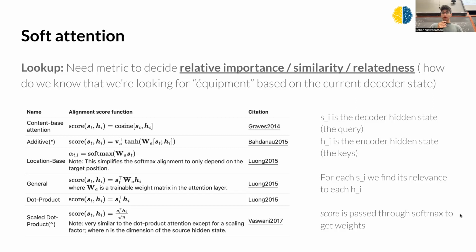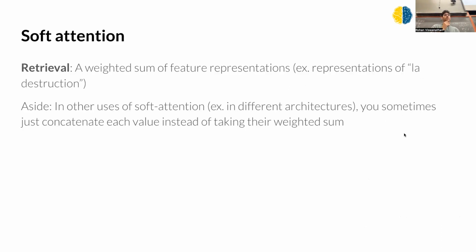Each resulting score, let me move this up here, is passed through softmax to get our final weights. These are a couple of different ways on the left that you can score alignment between an s_i and an h_i. There are different ways to do this. There's an additive method, there's location-based, which uses some extraneous information, and dot product, which we talked about earlier. There are a couple of different ways that we can do this comparison. Now onto the retrieval step.